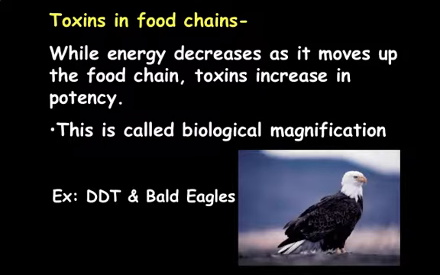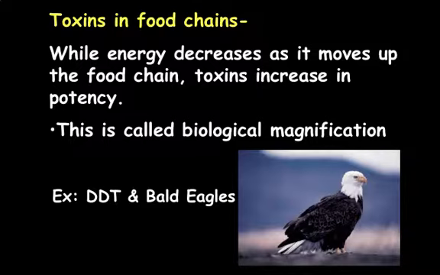Now, sometimes there are toxins in the food chains. Normally they're added in by human hands, and this is one effect that we can have on the environment. So while energy decreases as it moves up the food chain, toxins will increase in potency. This is called biological magnification, and a good example of this would be DDT in bald eagles. DDT is a pesticide, and these pesticides leach into the cells of the plants. Those plants are eaten in large quantities by your primary consumers, which are eaten by your secondary, which are eaten by your tertiary.